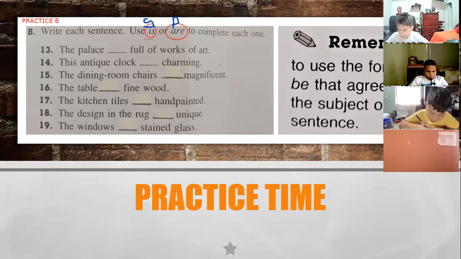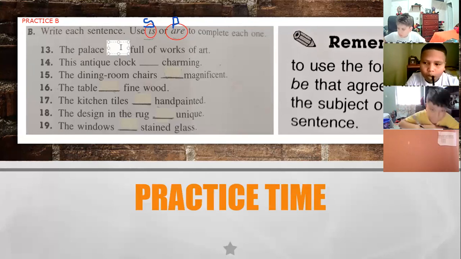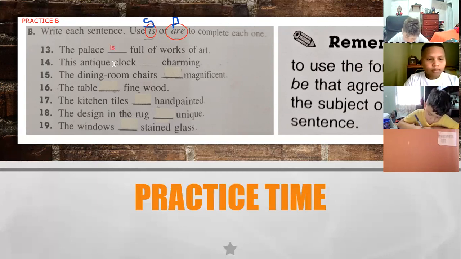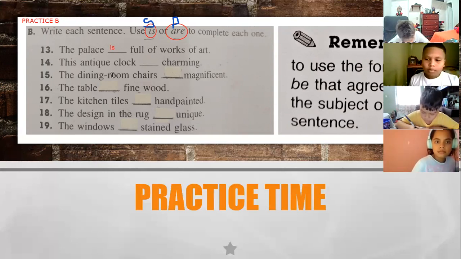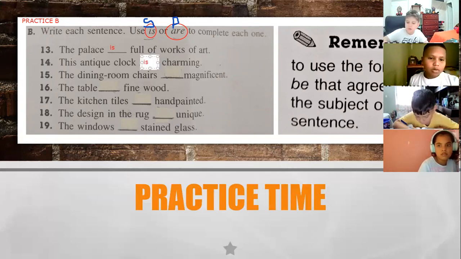Number one. The palace. Is palace singular or plural? Singular. So we have to complete the sentence with is. The palace is full of works of art. The next one says this antique clock. Singular or plural? Singular. It's talking about one clock. So the verb is? Is.